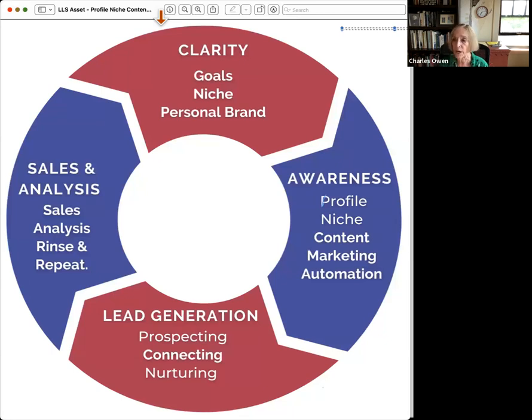Now, another area that you have to be really, really clear on is your niche. And when I say your niche, I'm not saying that you have to have them so well defined that you have everything. They are people who are either in financial advising or investments counseling or something like that. And they fall between the ages of 25 and 40.